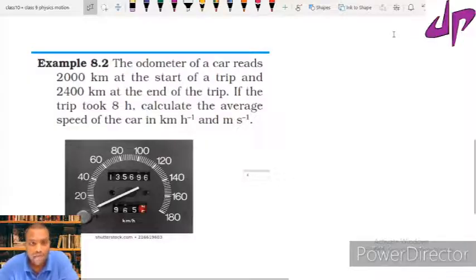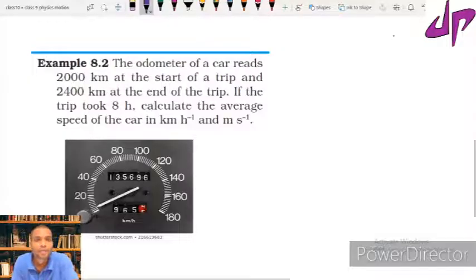Another problem, example 8.2. An odometer of a car reads 2000 km at the start of a trip and 2400 km at the end of the trip. If the trip took 8 hours, calculate the average speed of the car in kilometer per hour and meter per second.